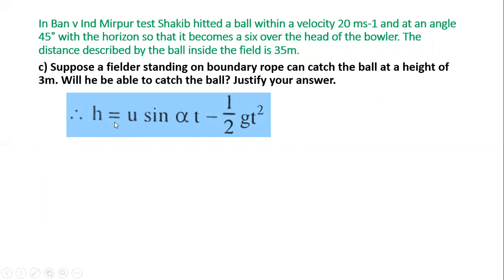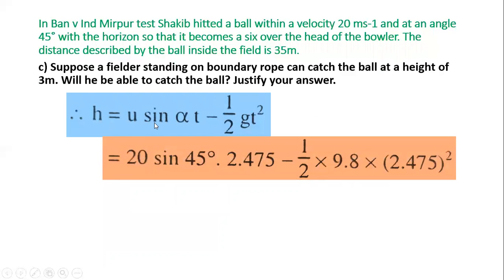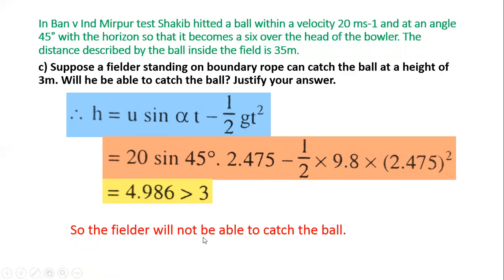Here, as you know this formula, h equal to u sine alpha t minus half g t square. That means if we put the values of u, alpha, t and g, then you get 20 sine 45 degree into 2.475 minus half into 9.8 into 2.475 square. After calculation, you get 4.986, which is greater than 3. So the fielder will not be able to catch the ball, which is our justified answer.